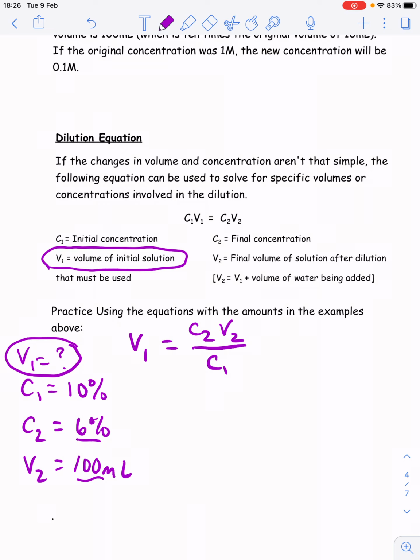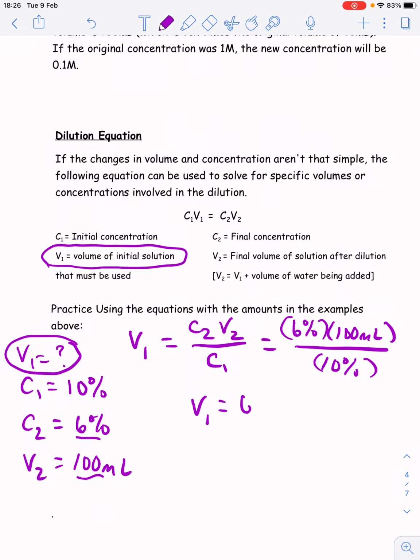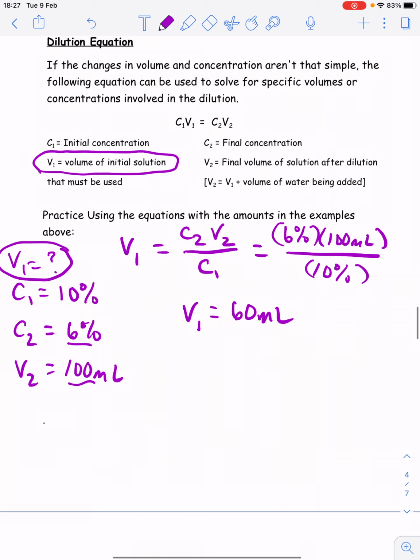Okay, so we can plug in our numbers. I want to make a 6% solution, and I want to make 100 mLs of that, and I'm starting with a 10% solution. Well, 6 times 100 is 600, divided by 10 is 60. So the volume that I need is 60 mLs. Let's try to put that into practice. What does that actually mean when I get that number, 60 mLs?